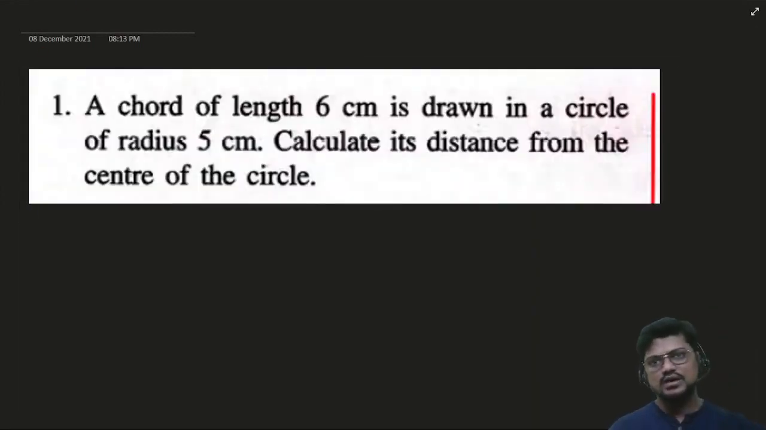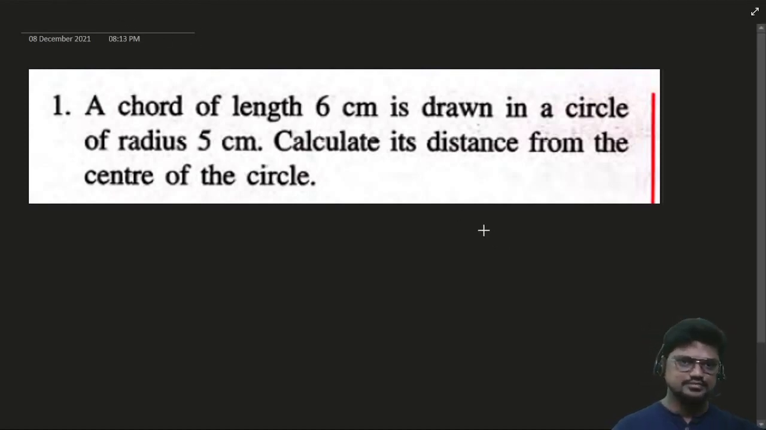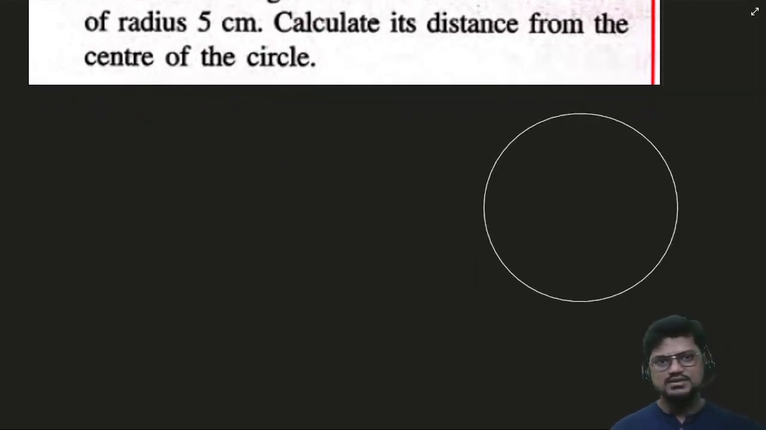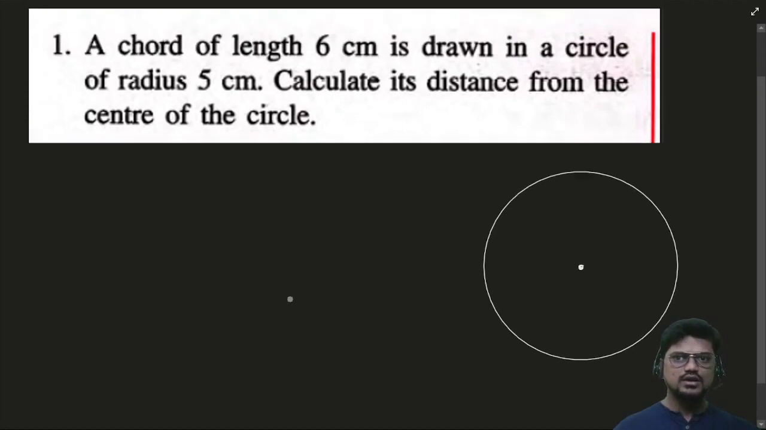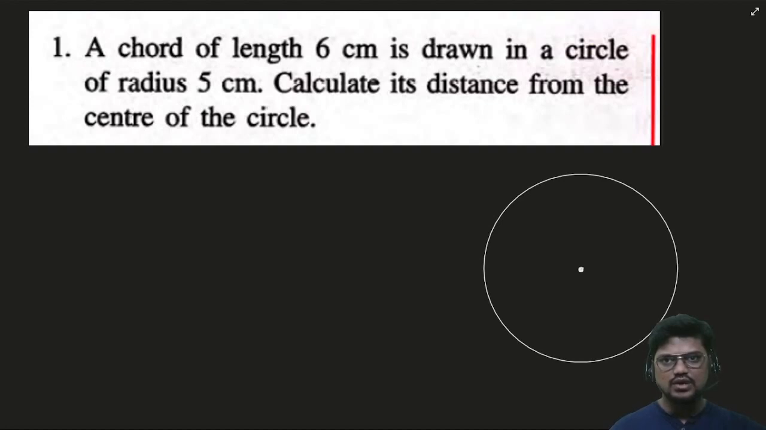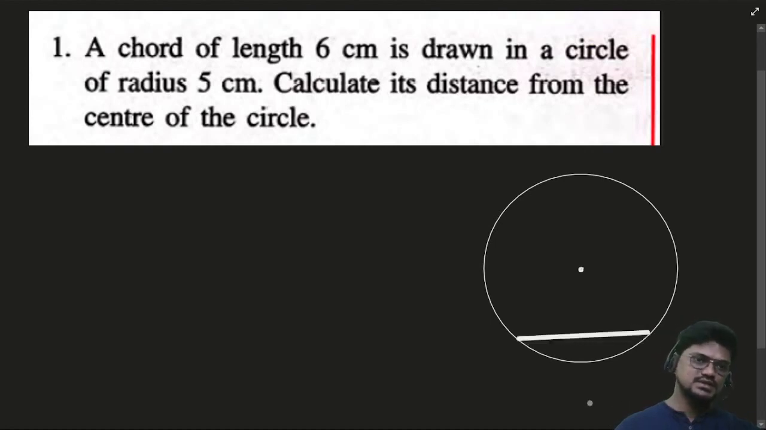See over here. I have drawn a circle, and this is the center. A chord of length 6 cm is drawn in a circle of radius 5 cm. That means the radius of the circle is 5 and the chord is 6. You have to calculate its distance from the center of the circle.